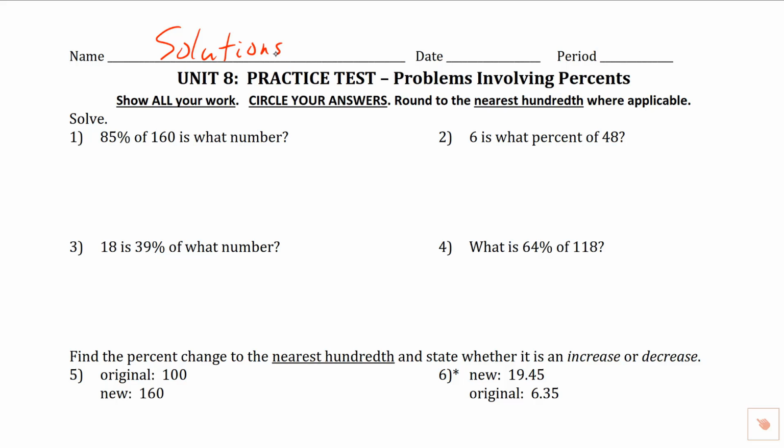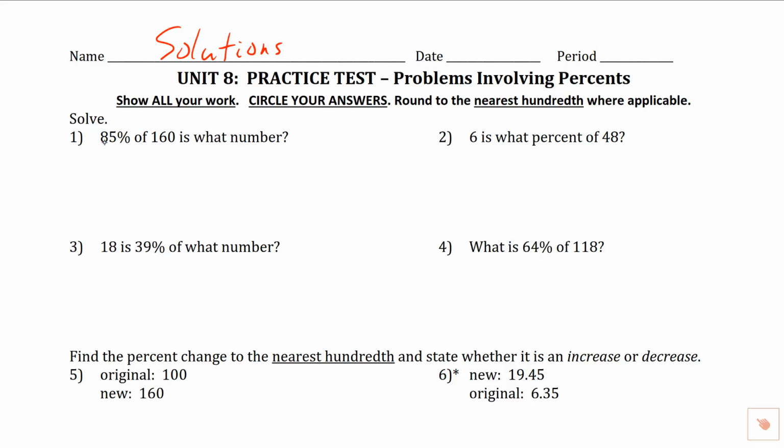I'm going to run through this practice test on Unit 8, problems involving percent. So let's make sure we keep track of the instructions. Always a good thing to read. We want to make sure we show all our work. We want to circle our answer so it's clear what we think the answer is. And please make sure you round to the nearest hundredth. So we're talking 2 decimals on this, especially where applicable.